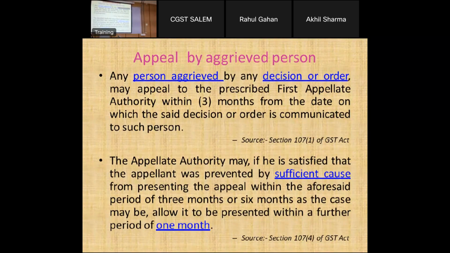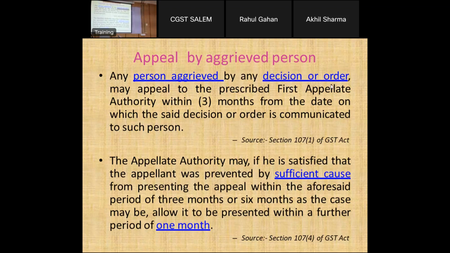Both are aggrieved persons. Any person aggrieved by a decision or order. They are saying decision. I will tell you what a decision is. It is an order only, but it is not in the form of a regular order in original. We call it order in original when the first authority, the adjudicating authority, decides. And there may be a decision also. There are some situations where they decide, and that is also liable for appeal.